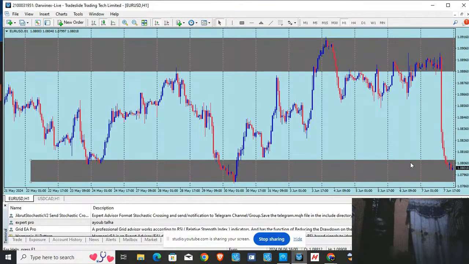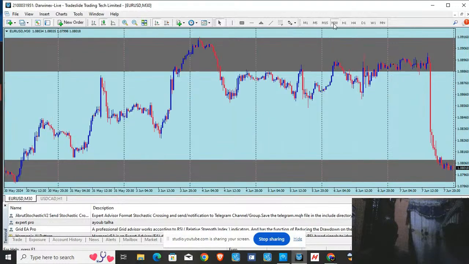So we will not just blindly enter a buy trade here. Yes, we wait and see what happens. Based on what happens here, that will determine what we are going to do. Let me check 30 minutes.